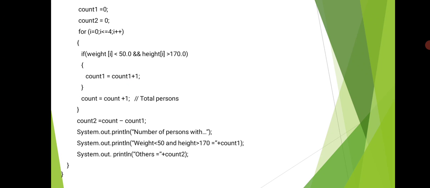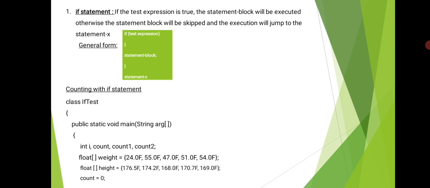The first person is at the 0th position: i equals 0, and 0 less than or equal to 4 is true. Again it will come inside the for loop and check the condition. Weight of 0, since the array begins with 0, is 24.0, weight of 1 is 55.0, weight of 2 is 47.0, weight of 3 is 51.0, weight of 4 is 54.0. Similarly height of 0 is 176.5, and so on. Values are stored up to height of 4.